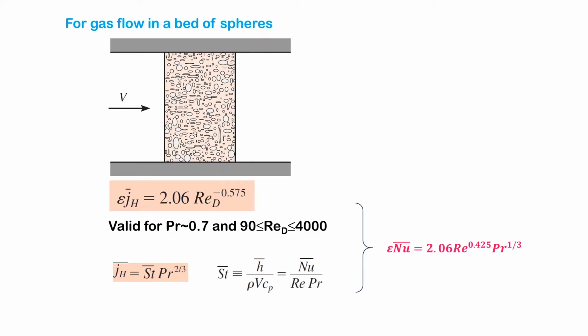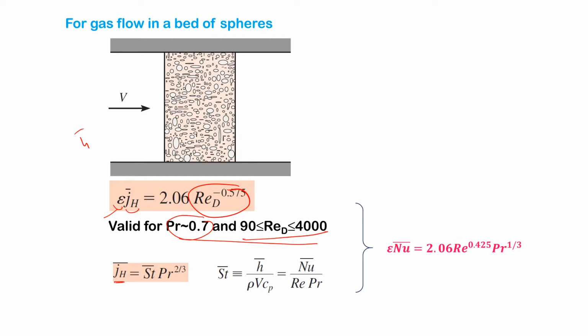So the way we calculate the h bar for the system is based on this equation. Here we have epsilon, the void fraction. J bar, this was one of the Colburn equations that we discussed earlier. It is a function of Reynolds number, and this equation is valid for Prandtl number between 0.7 and the upper limit, when the Reynolds number is in this range.